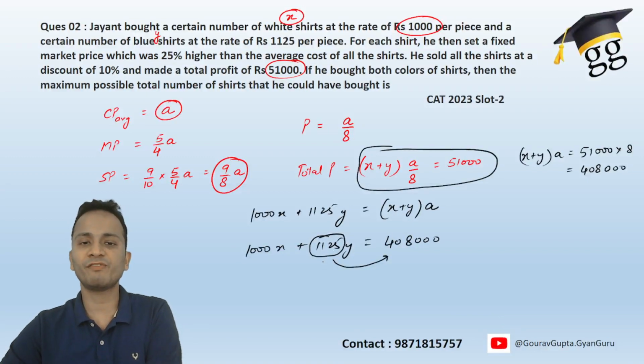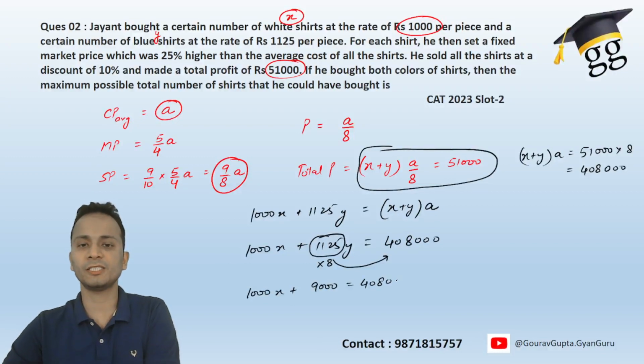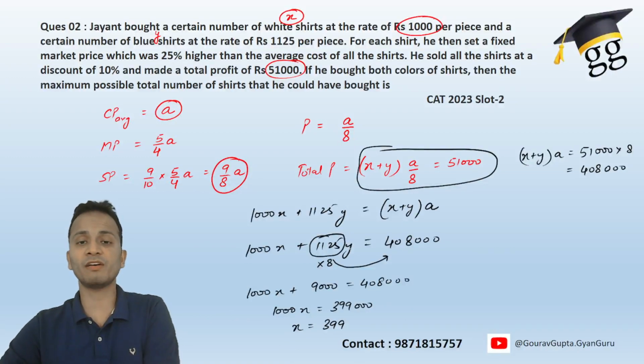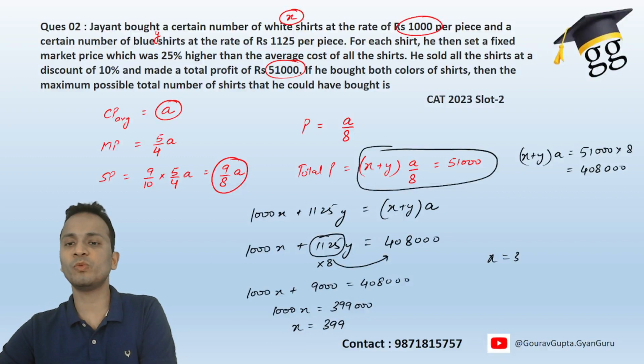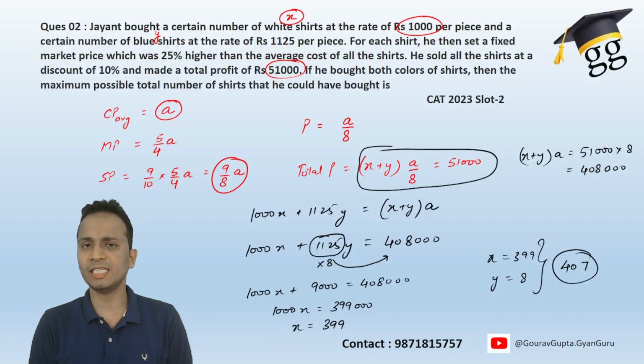So if I multiply 1125 by 8, I'll get 9000. So this part will be 9000. So 1000x plus 9000 is equal to 408,000. So I can say that 1000x will be equal to 399,000 and the value of x will be 399 when I substituted the value of y as 8. So x is equal to 399, y is equal to 8. Maximum total number of shirts is equal to 407. So 407 will be the correct answer of this question. This one was TITA, so you'll have to type in your answer, and the answer is 407.